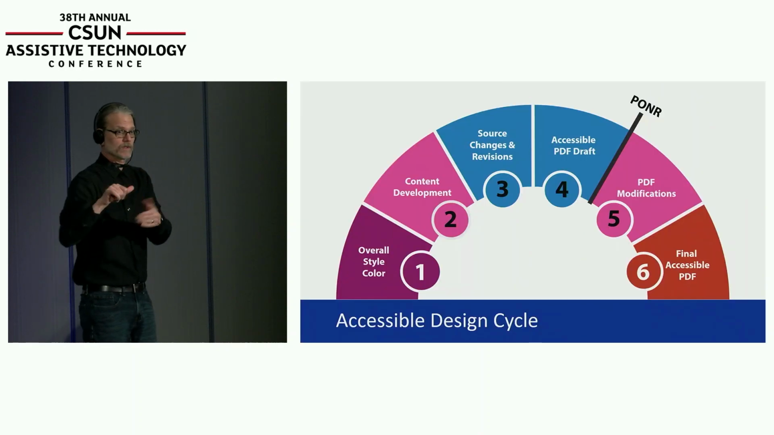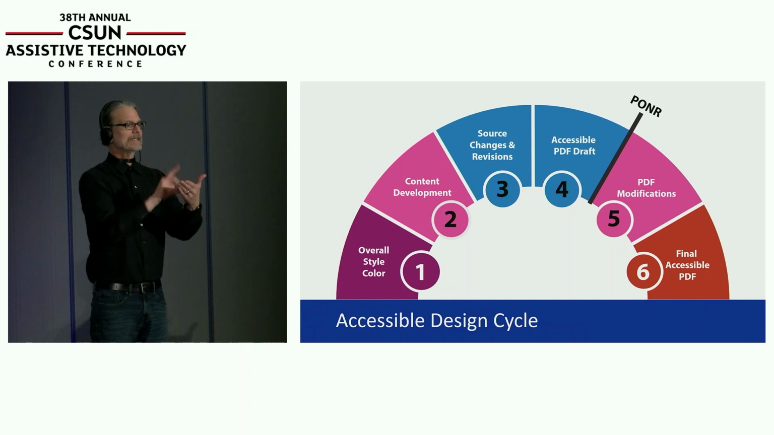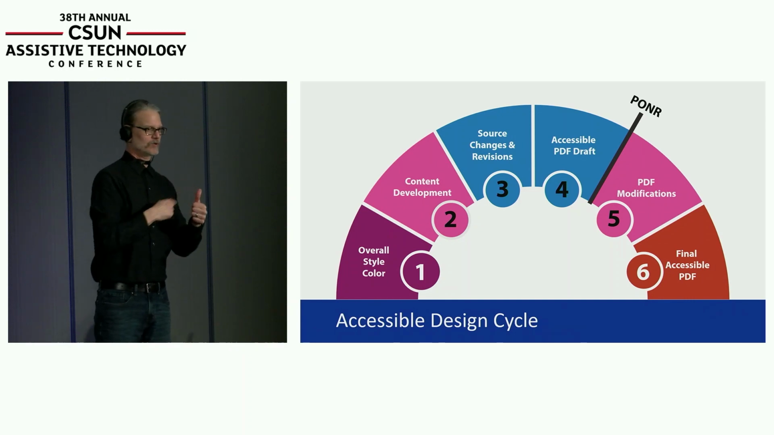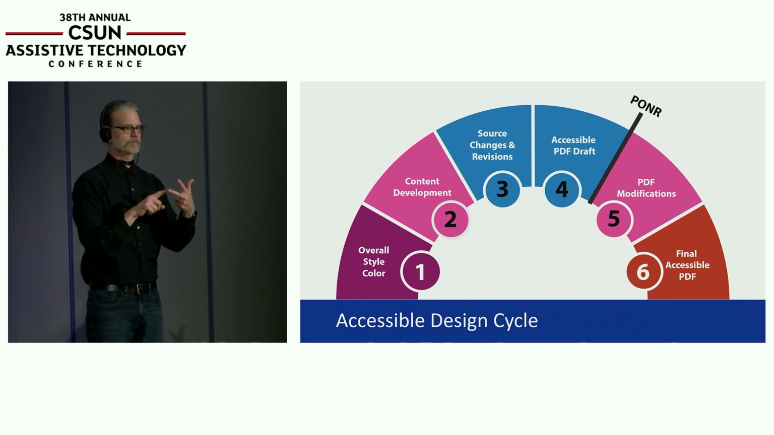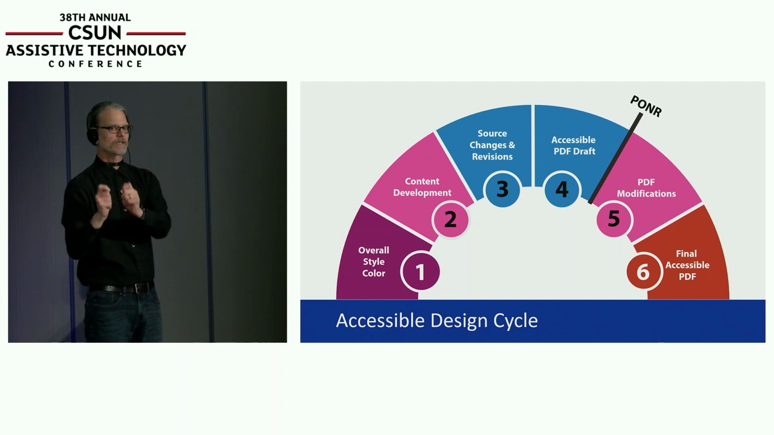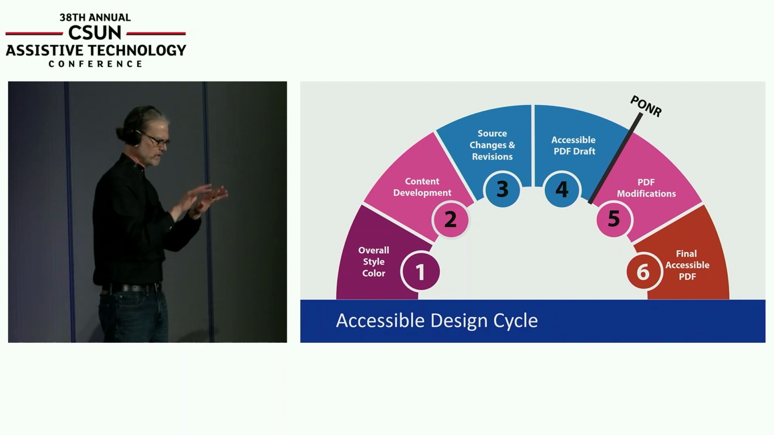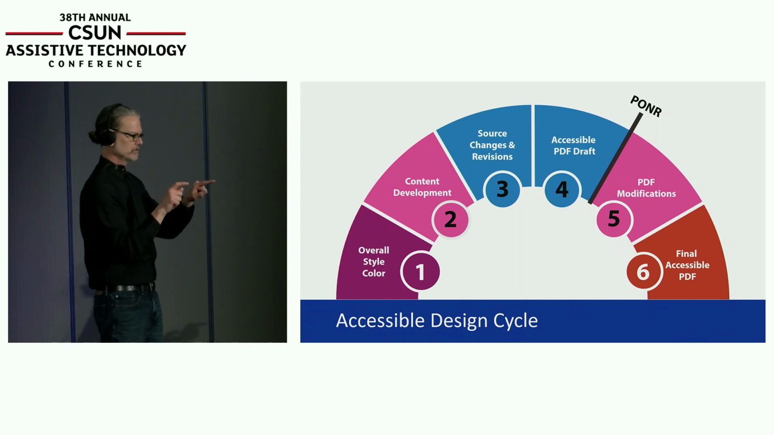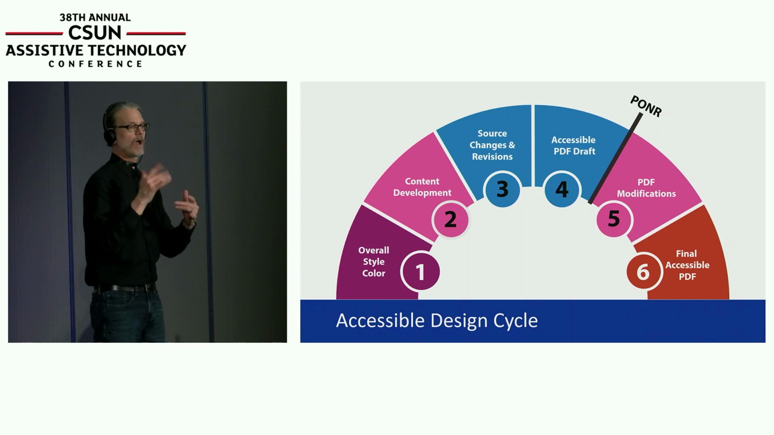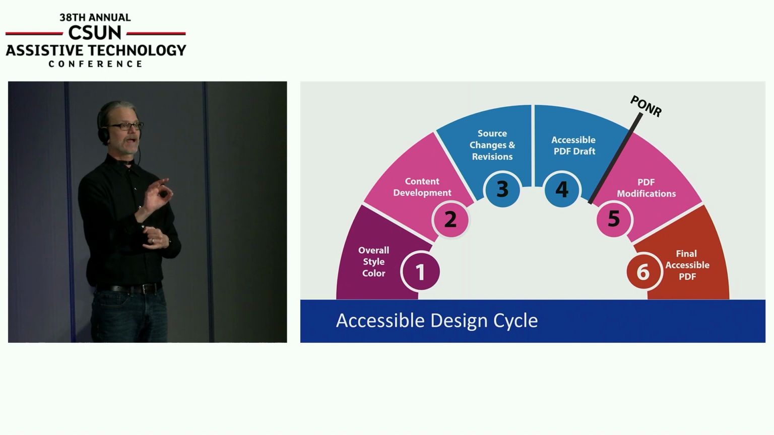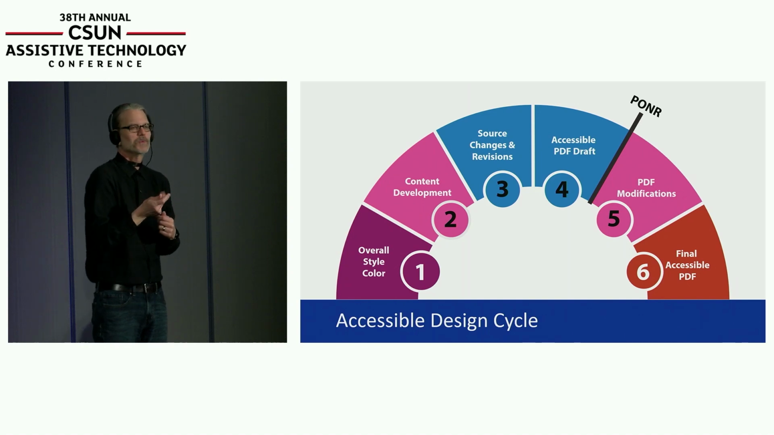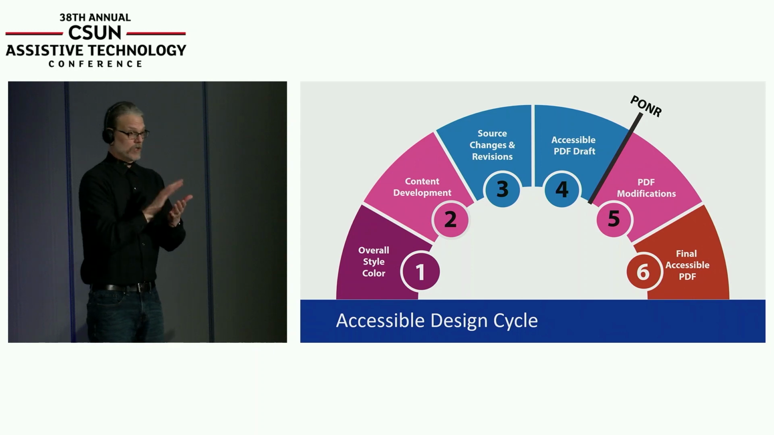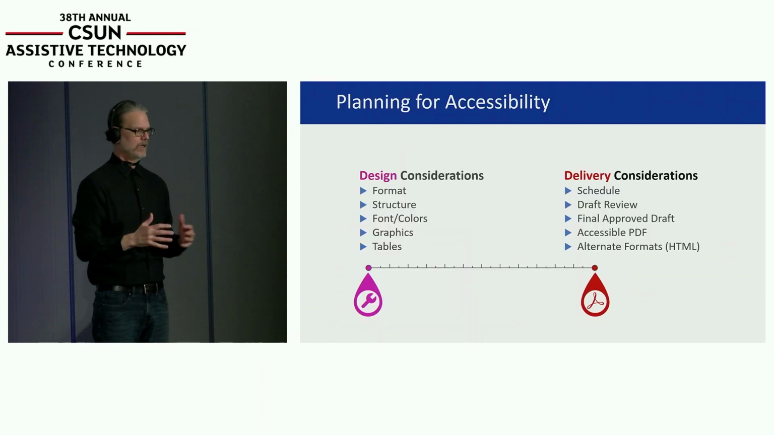When it comes to a design life cycle, we want to consider color first, develop our content, and figure that while people are doing source changes and revisions, you should be going back to your document and considering all the accessibility things that you found that you should be changing. So that when you get to that final PDF, there are so few modifications that it's almost all ready to go. Because we know if you change a document after the fact and you start modifying your PDF, you have to do it all over again.